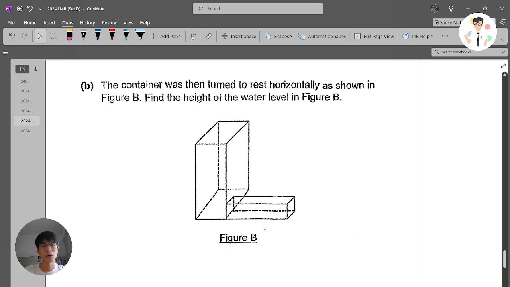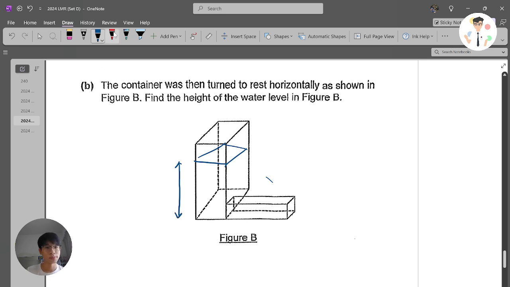Question B here says that the container was then turned to rest horizontally, as shown in figure B. Find the height of the water level in figure B. So I know that perhaps now the water is about here, something like this. Now I need to find what would be the height of the water level here.